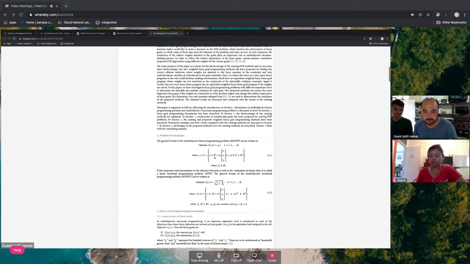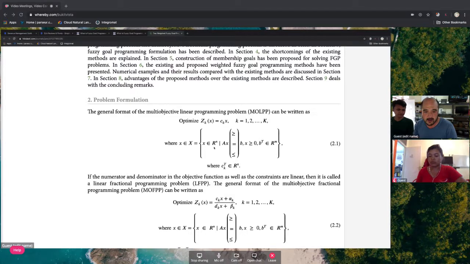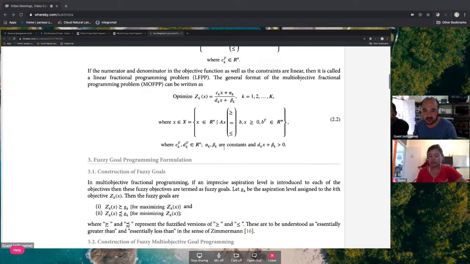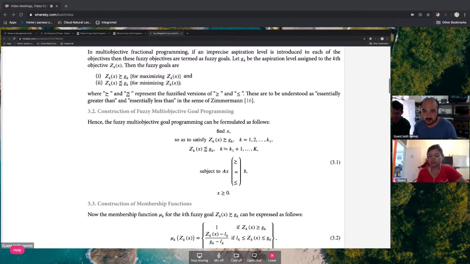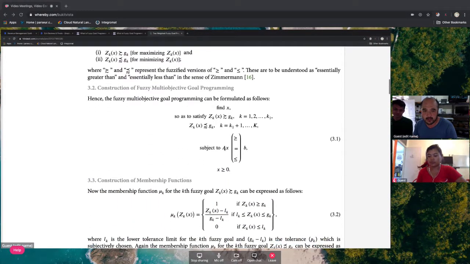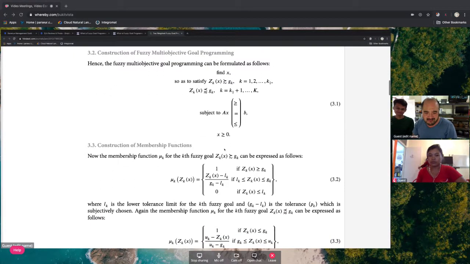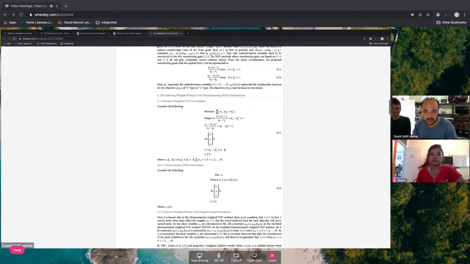Multi-objective linear programming model. Big X is equal to a, numerator and denominator. Ooh, wow, a lot of math. This is Rizal's favorite subject, right? So here is a construction of a fuzzy multi-objective goal programming. I wish I could understand this better. I really wish I could. So maybe somebody on YouTube has explained it.